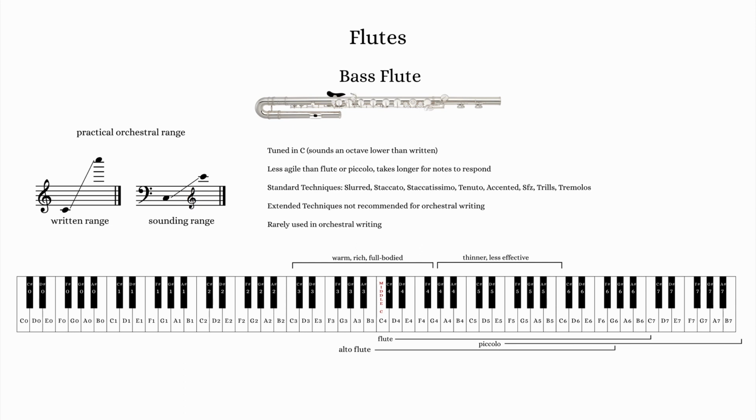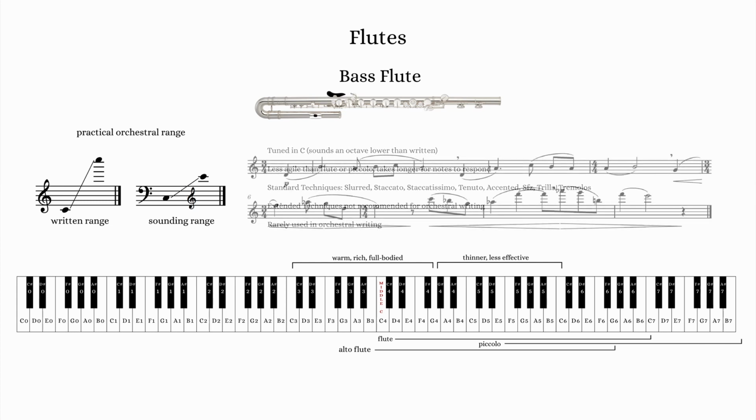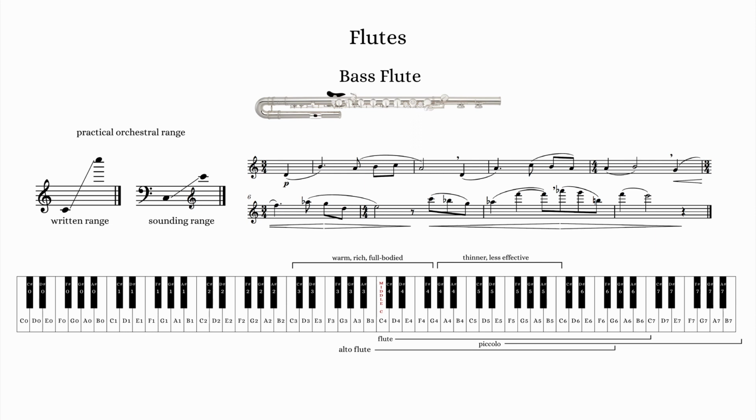Though it's called the bass flute, it is more of a tenor range and is most effective in the lowest octave or two, with an extremely rich and warm sound. Listen how the timbre changes as the music gets higher in its register, going from dark and full to thinner and slightly less controlled.